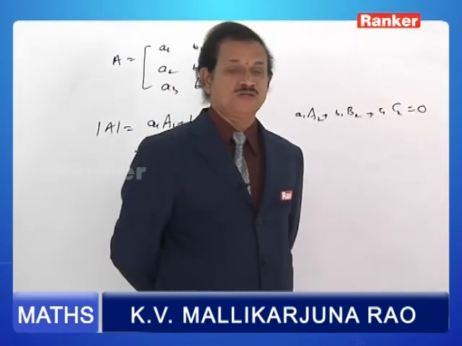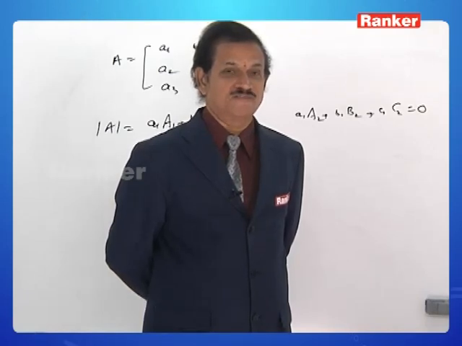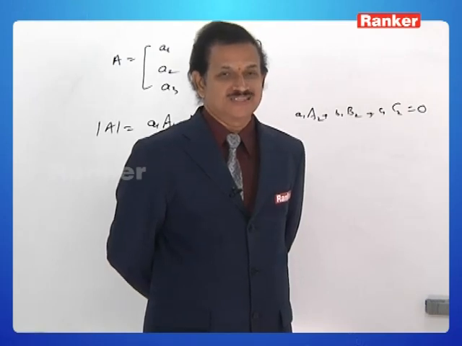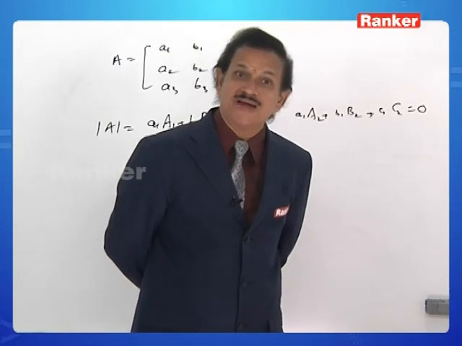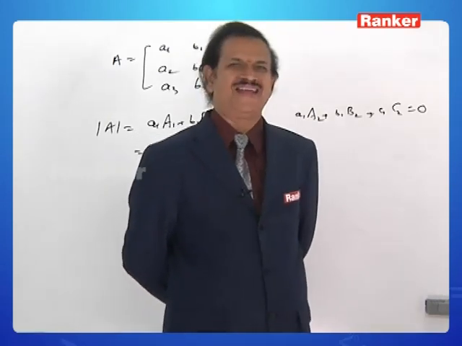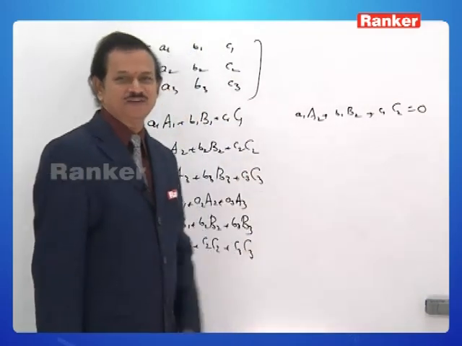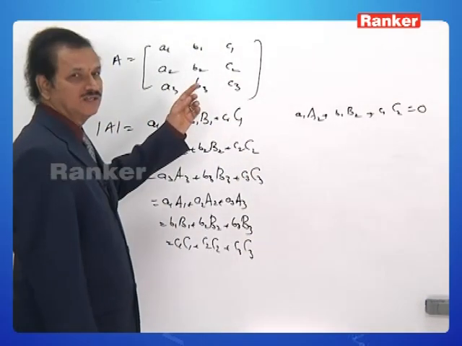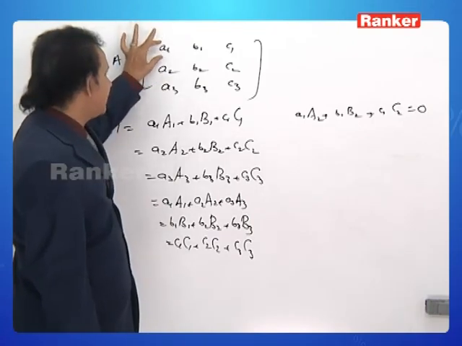Similarly, the sum of the products of elements of a row with the cofactors of corresponding elements of a second row or another row is 0. Corresponding elements, in that sense: suppose we are considering these two rows. An element is here. What is the corresponding element in the next row?